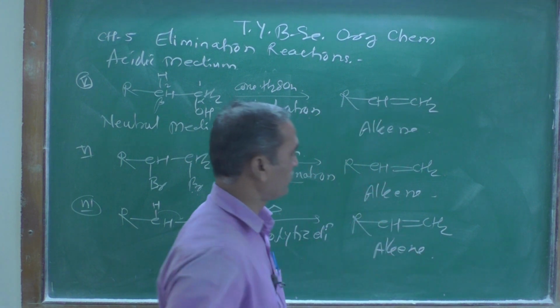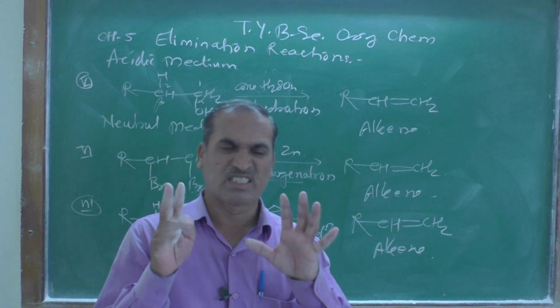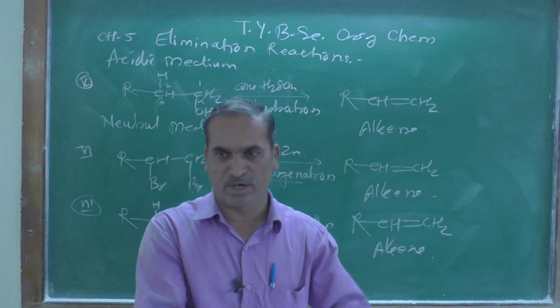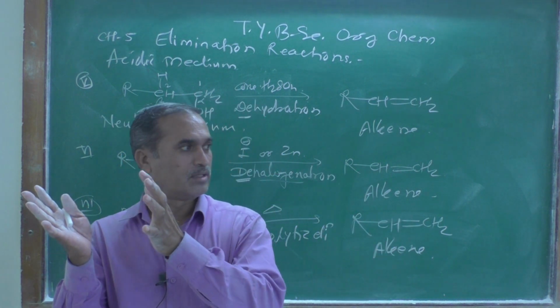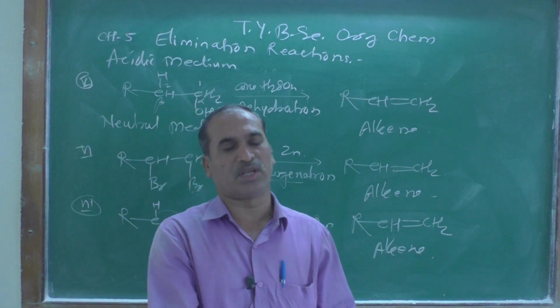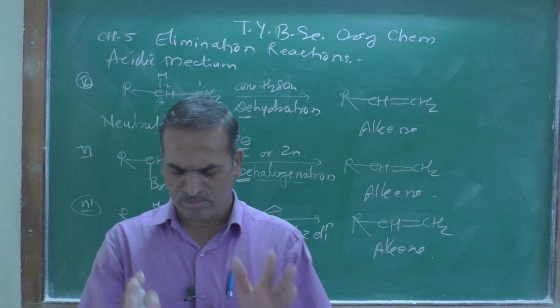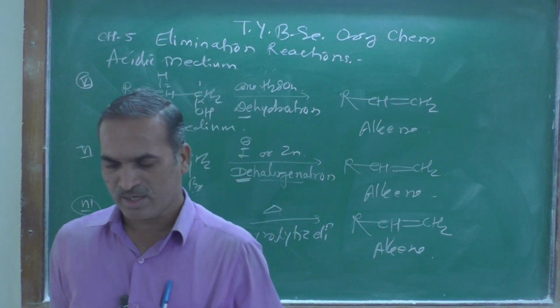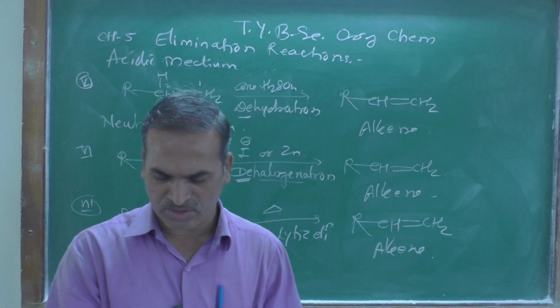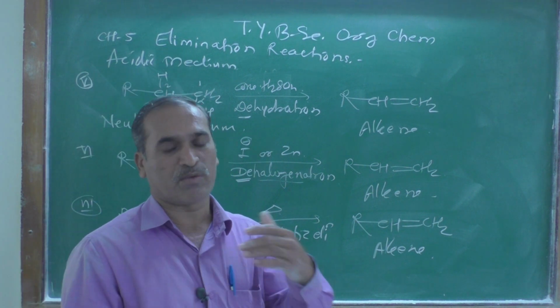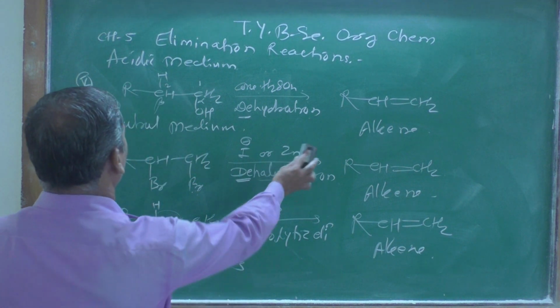So in this way we have seen the general reactions taking place in different media like basic medium, acidic medium, and the neutral medium. All these three media we have seen, and how the reactions take place. Now let us look at the mechanism of the 1,2 elimination reaction.